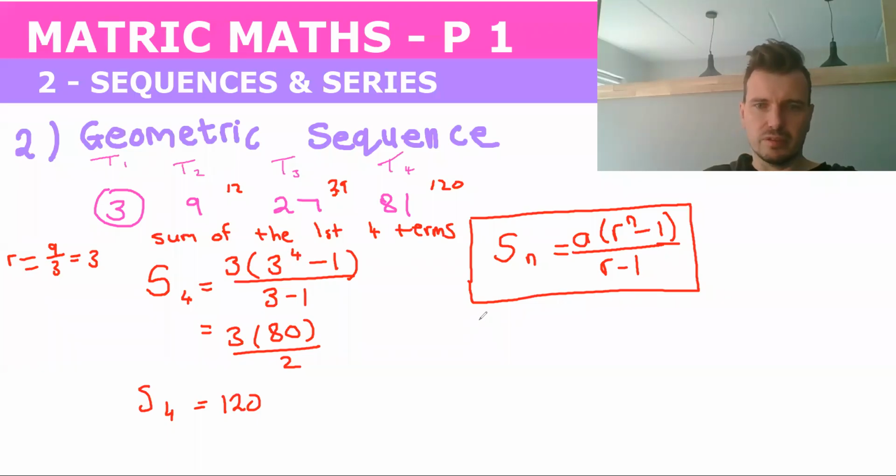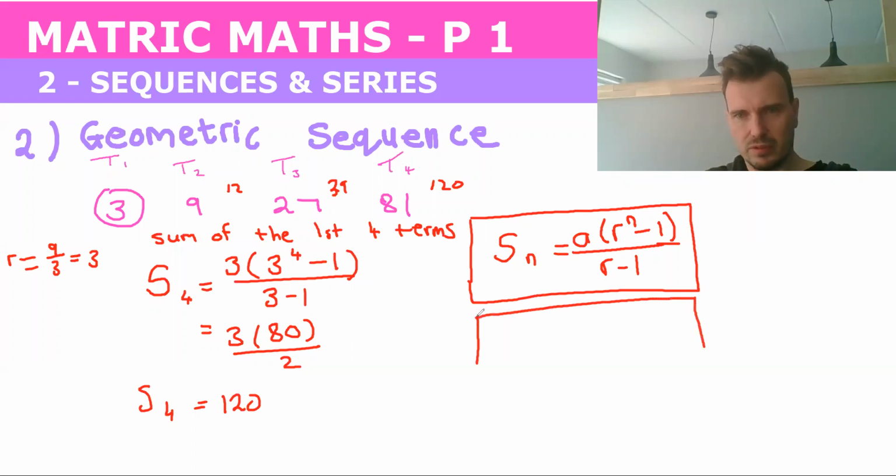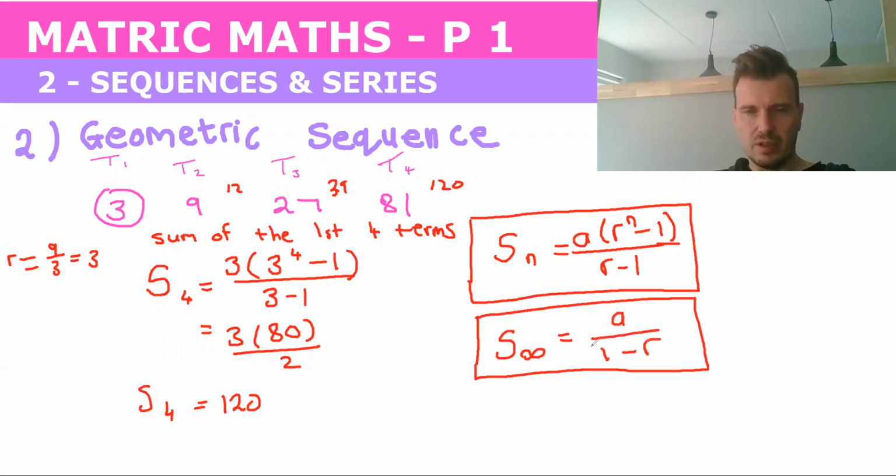Okay, now let's look at the infinite series. So in the formula sheet at the back, you'll see S to the infinity equals a over 1 minus r. This formula here, you aren't going to use unless they ask you for the sum to infinity. And with this formula, you'll see this thing here.